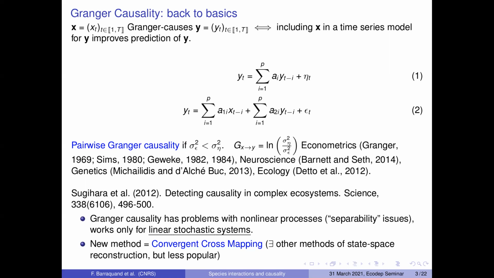So there are other methods of state space reconstruction than the one used in convergent cross-mapping, but we have only one flavor of these kinds of techniques in the ecological literature. So how does that work exactly?